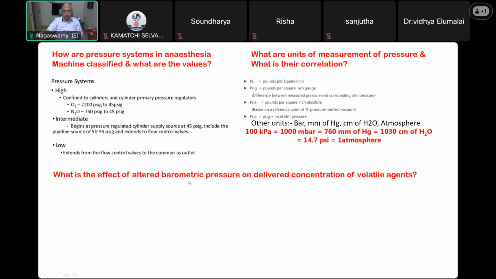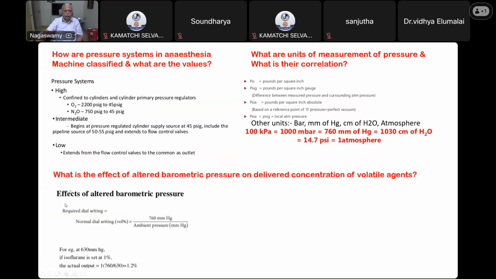What is the effect of altered barometric pressure on delivered concentration of volatile agents? Supposing you deliver a gas at high altitude, like Ooty or Kodaikanal, there the atmospheric or barometric pressure becomes very important. If a vaporizer is used at a higher altitude, will it deliver the correct concentration that the dial is set to, or will it deliver low or high? Only the partial pressure will be less, the concentration will be the same. The delivered percentage will increase based on the atmospheric pressure.